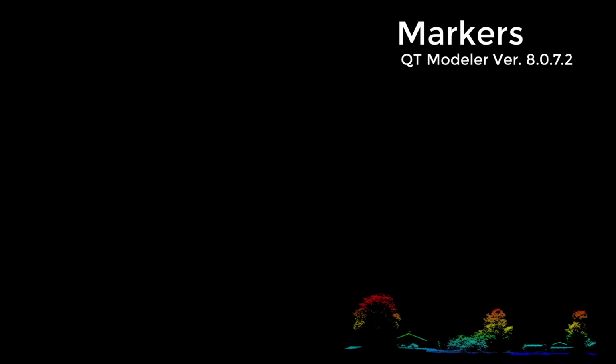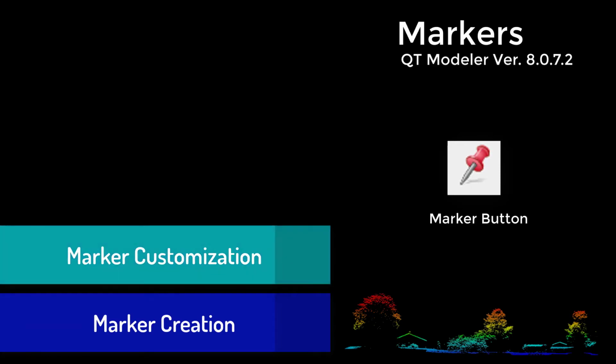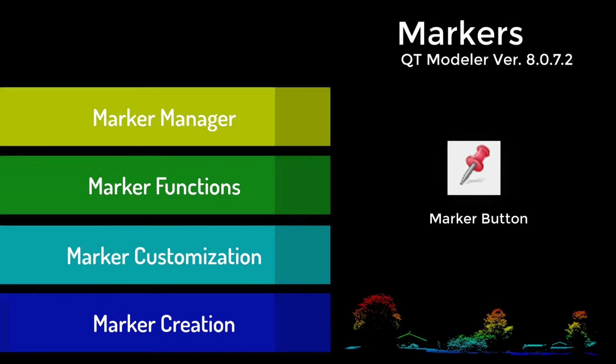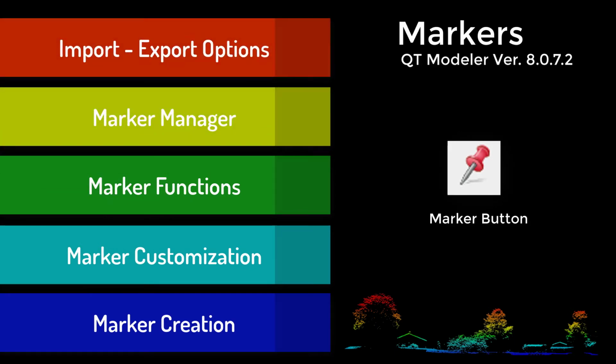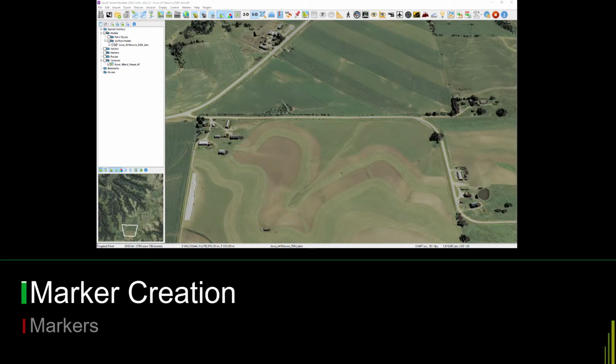This video will cover markers: what they are, how to customize, use, and manage them, and the various import and export options. Markers represent a point in 3D space and can be shown in many formats such as text, icons, push pins, pictures, and more. Markers can be standalone, part of a route, and can be grouped by folders in the layer tree if desired.